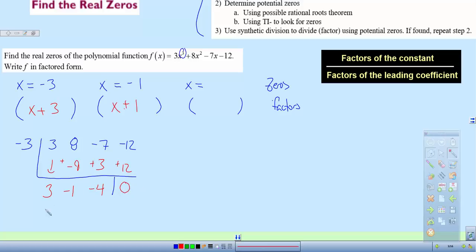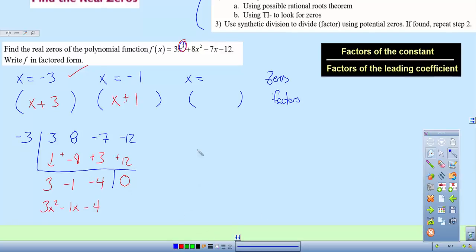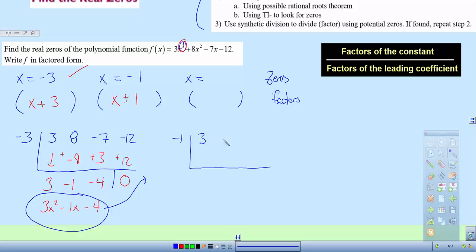At this point, I know that I have 3x squared minus 1x minus 4. Because I started off with an x cubed, I divided 1 degree out of it, and now I'm down to an x squared. That confirms that -3 works because I got a remainder of 0. Now I take my -1 and divide it into my new polynomial, so 3, -1, -4.